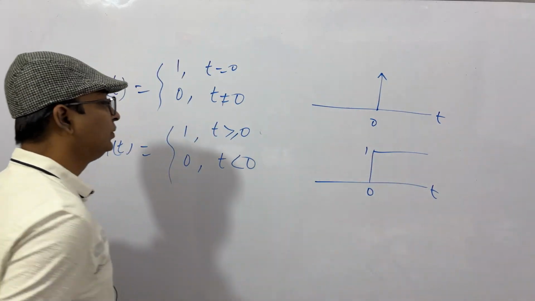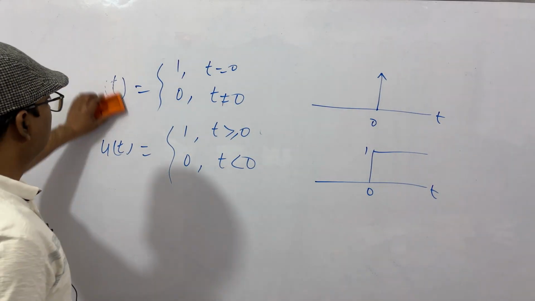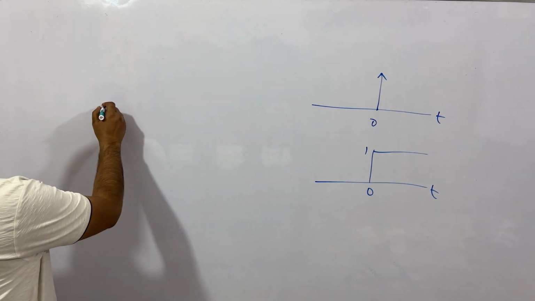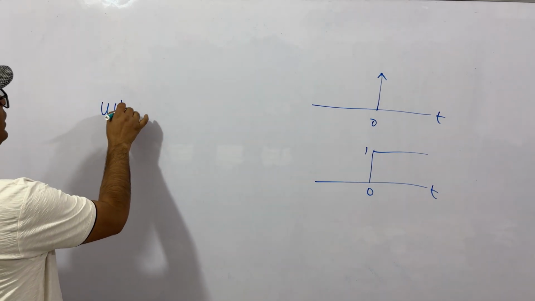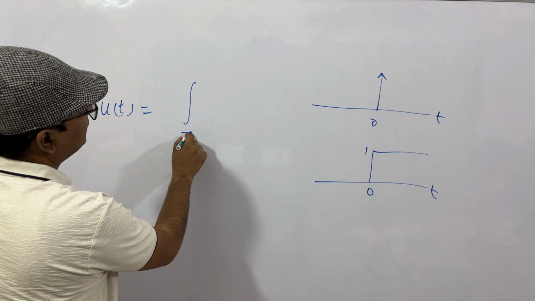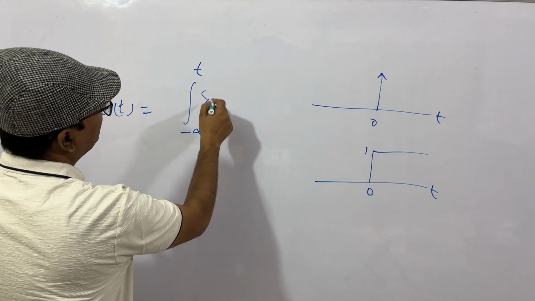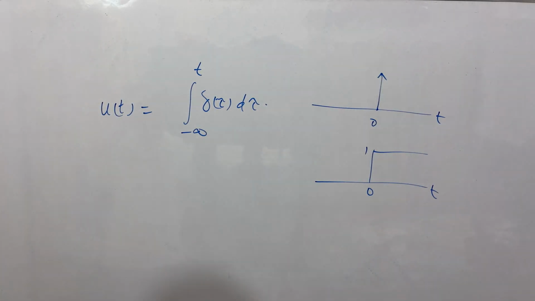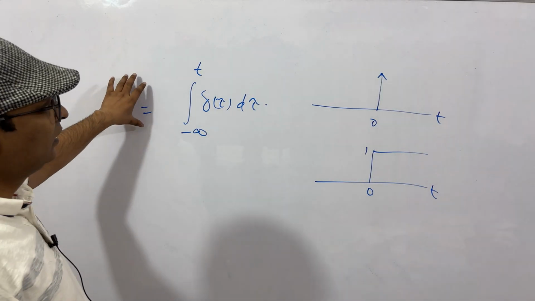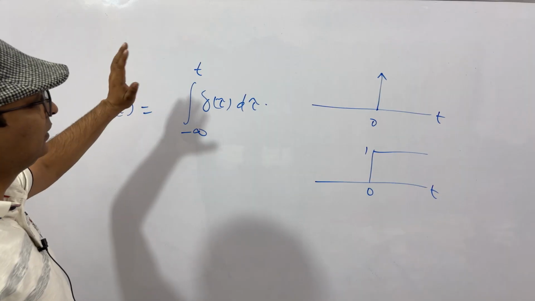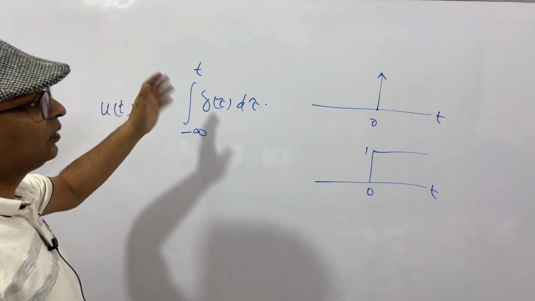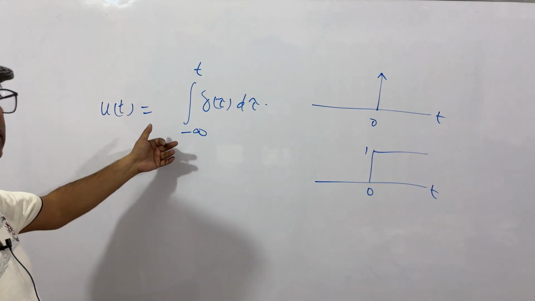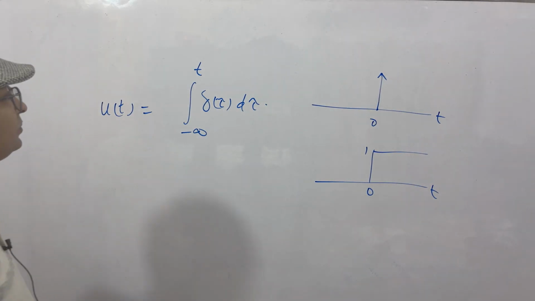Okay, you know the u(t) function. As you saw there, minus infinity to n. Similarly, your u(t) can be expressed as the integral from minus infinity to t of δ(τ) dτ. This is a very important expression. You should keep it in your mind. You'll need it while solving your signals problems, even in the convolution theorem and all. So you should learn this.